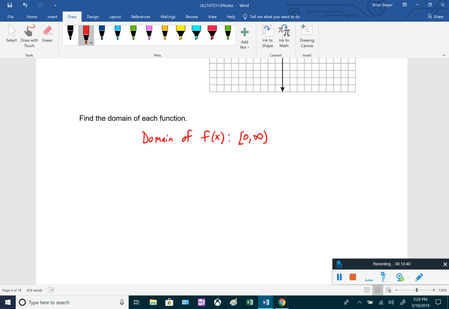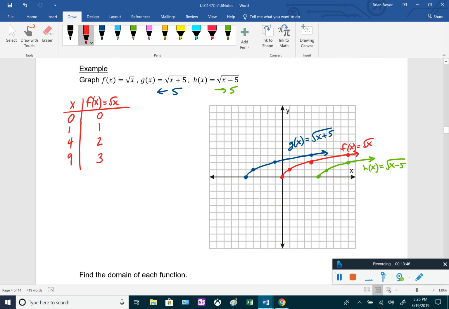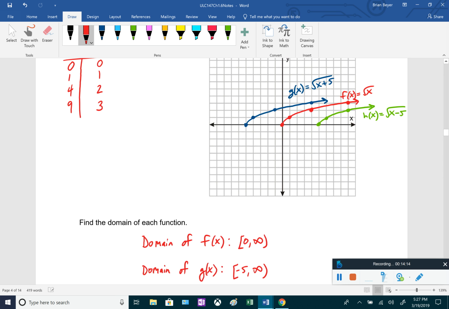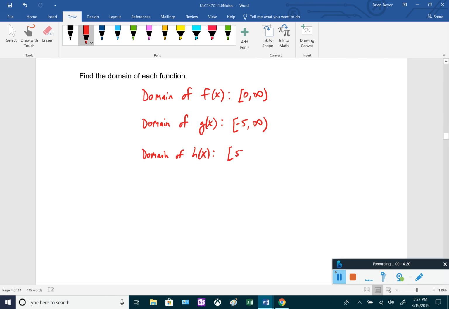So let's take a look at the domain of g of x. G of x is the blue one that got shifted to the left. So we can see that the x values for which this function exists are going to be from -5 to infinity. Once again, it gets a bracket on the -5 because we can include that point. And lastly, for the domain of h of x, that got shifted to the right 5 units. That's the one on the right. So that domain is going to be from 5 to infinity.